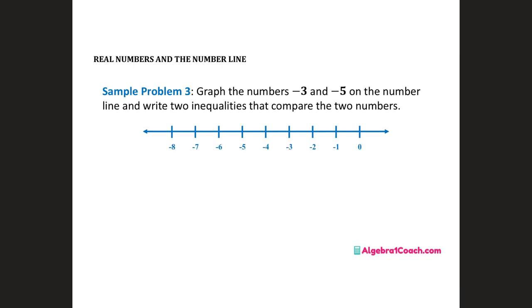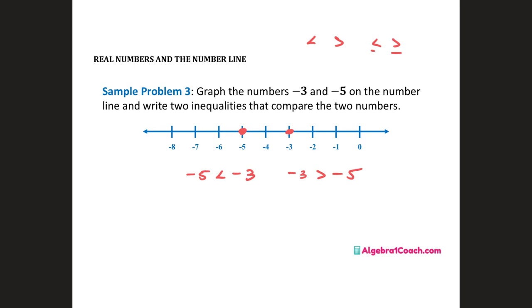Now for this slide, we're going to graph the numbers negative 3 and negative 5 on the number line and write two inequalities that compare the two numbers. Now let's remember that inequalities are symbols like less than and greater than, or less than and equal to, or greater than and equal to. I'm going to go ahead and pause and let's see what you got.